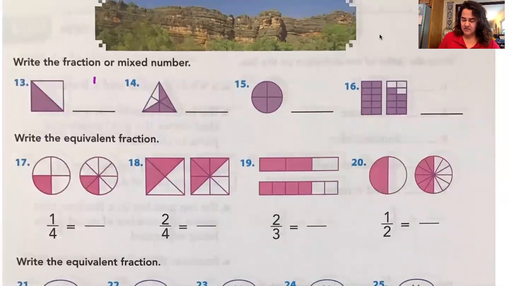The first one is 1 out of 2. We have 2 pieces and only 1 is colored in. How many pieces are in the next one? 6. And how many are colored in? Yes. Then here we have 4 out of 4.